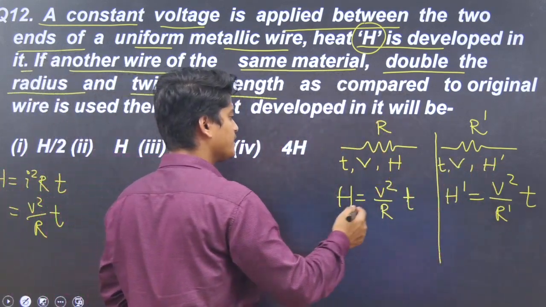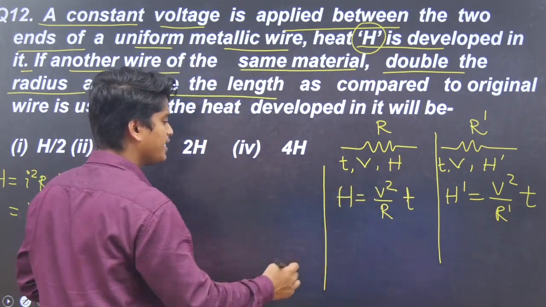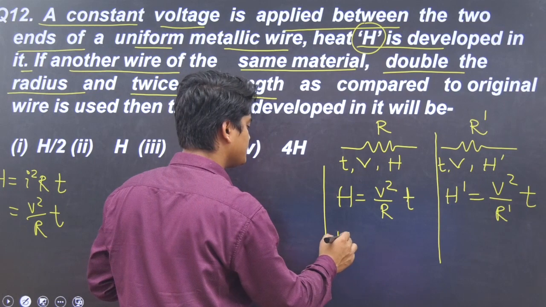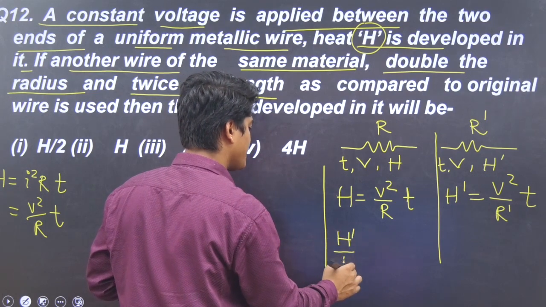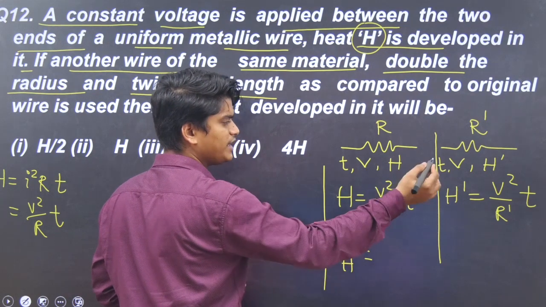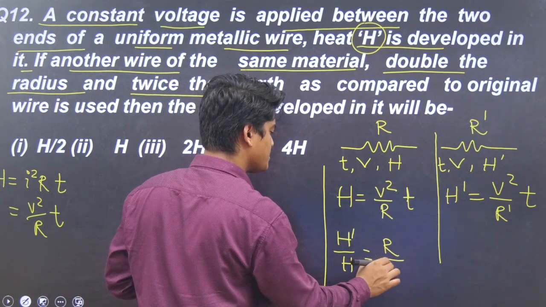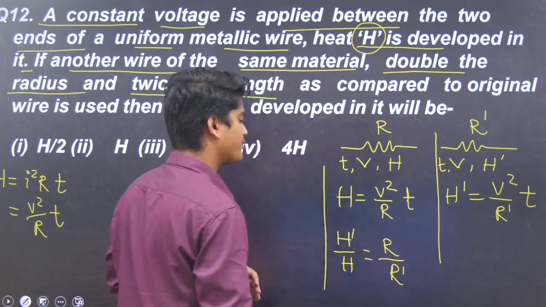Now understand, if I want to find the relation between H and H prime, then definitely I have to divide. How will I divide? H prime by H is nothing but... if I do this, V square T and V square T will cancel. Definitely I will get R by R prime.